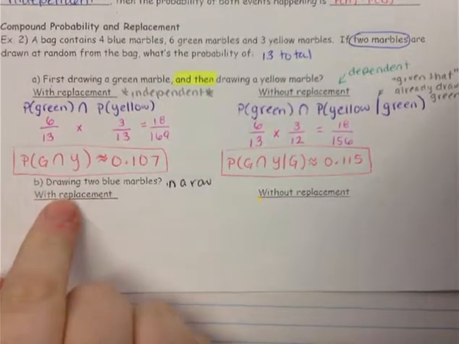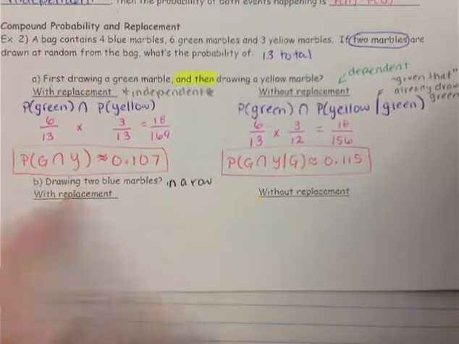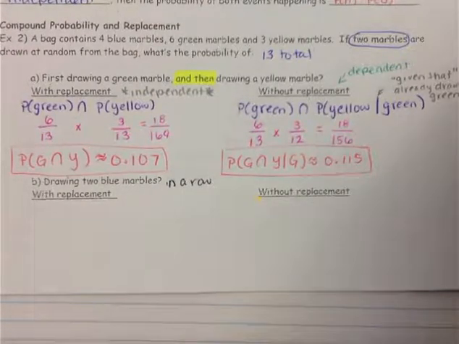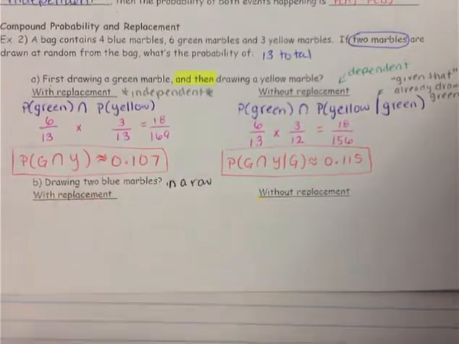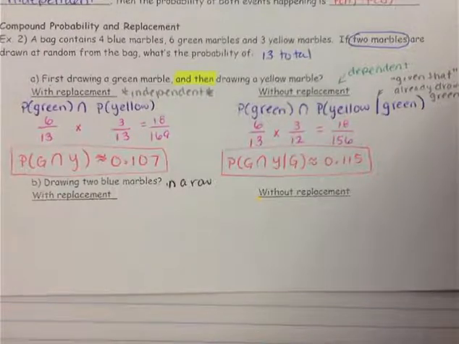Now, with replacement, that means I'm going to pull out a blue marble, but I'm going to put it back into the bag, so nothing will change. That means that this is independent. I can just do my basic probabilities and multiply them.